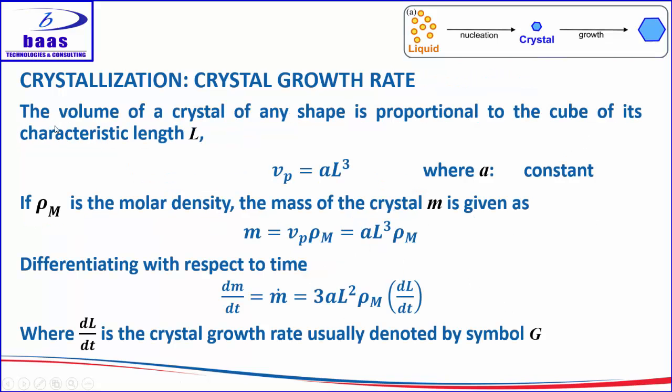From shape factors, the volume of any form of shape is proportional to the cube of its characteristic length, as given here, where A is a shape factor constant, also known as sphericity. If rho m is the molar density, the mass of that particular shape, crystal or body, can be given as follows, which is the volume multiplied by the density, further expressed in terms of characteristic length, sphericity, and the density. We can differentiate this mass of that crystal with respect to time to find how the size of the crystal changes with time, and define dL over dt as the crystal growth rate, which is usually denoted by the symbol G in crystallizer operations.